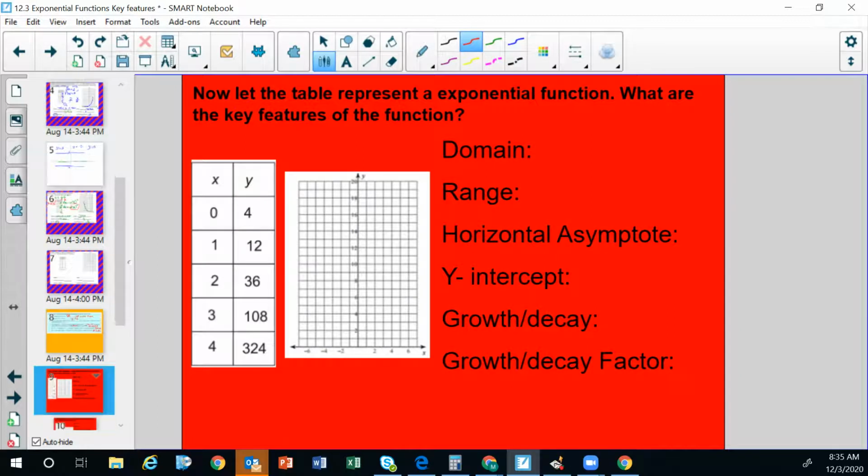Now we're going to solve this without even graphing it. All right. Okay. What is my y-intercept? 4.